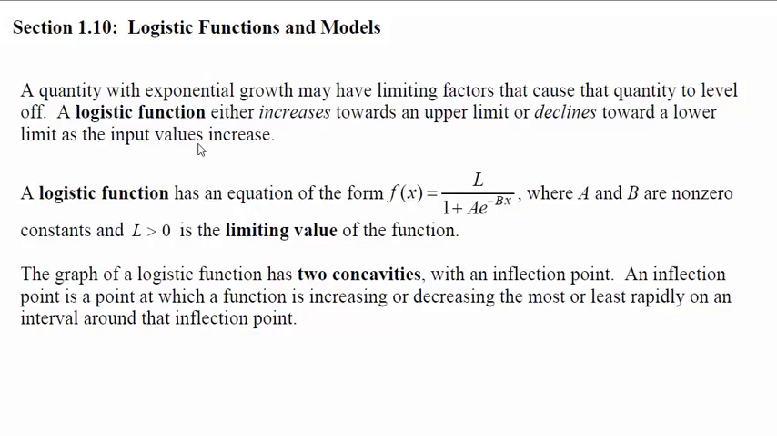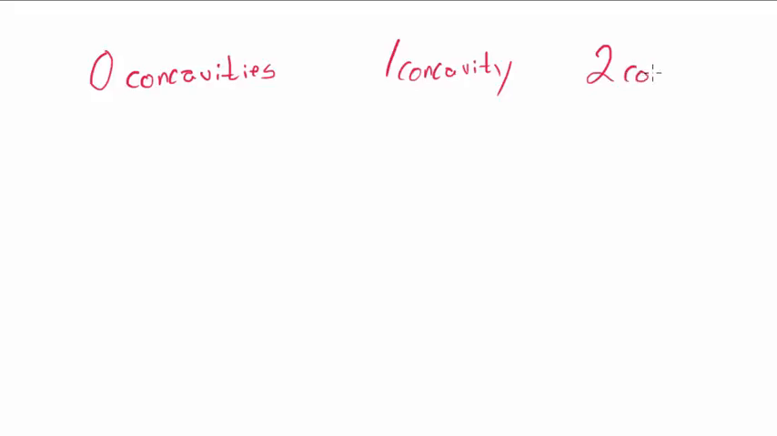In this video, we're going to go over the last two functions or models, which are logistic models and cubic models. I think this is going to be pretty straightforward because it's very similar to what we've done already. But just to quickly review, we've seen one model that has 0 concavities. We saw three models that have 1 concavity. And then today we're going to see 2 more models that have 2 concavities.